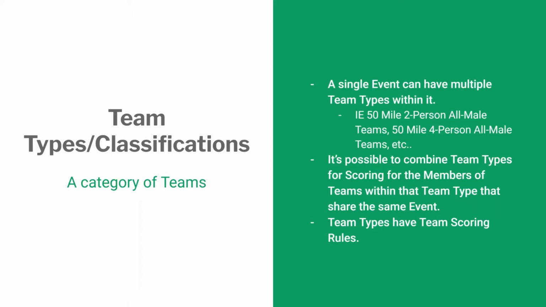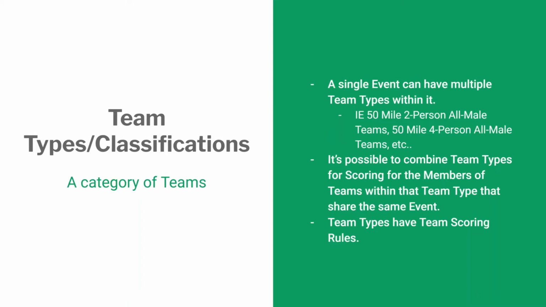All right, so some more things about team types. A single event can have multiple team types within it. For instance, you may have a 50-mile run. That 50-mile run could have a whole slew of team types. It could have 2-person all-male, 4-person all-male, 2-person all-female, 4-person all-female, 2-person co-ed, 4-person co-ed, so on and so forth, but they are all running the same distance. So that's the scored event in RaceDay Scoring. So it's possible to have all of these different team types within the single scored event.